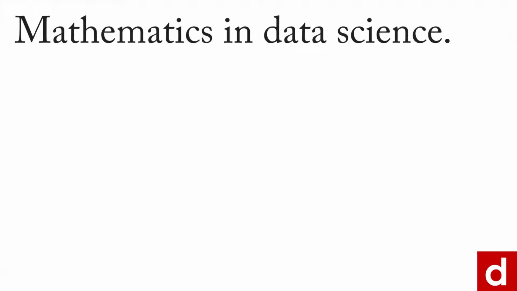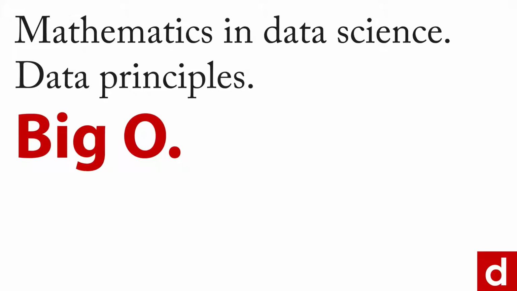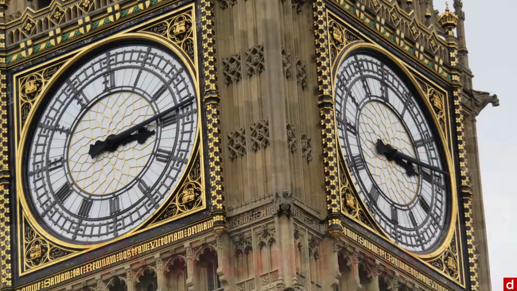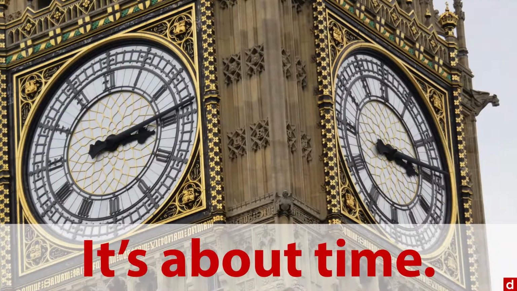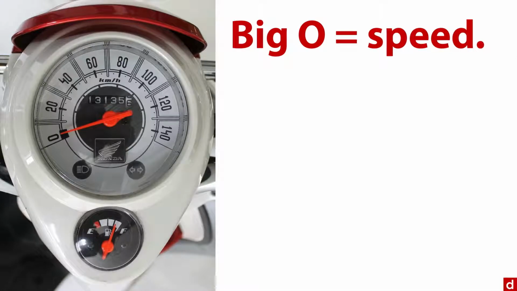Our next topic in mathematics and data principles is something called BigO. And if you're wondering what BigO is all about, well, it is about time. Or you can think of it as how long does it take to do a particular operation? It's the speed of the operation.